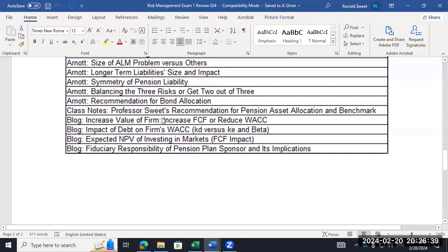So what do firms do? Well, you could invest all your money in the stock market. What's that do to your free cash flow?